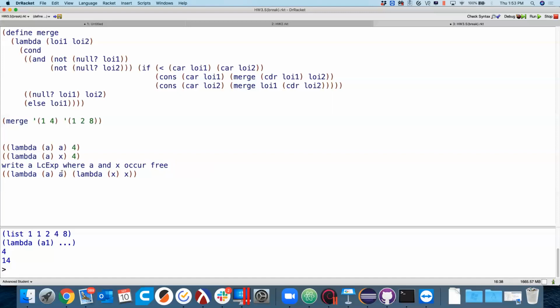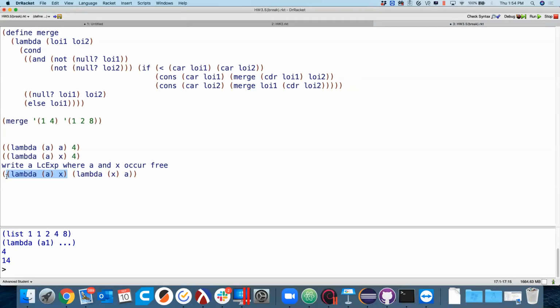All right, so this one's pretty easy. Flip those two. X occurs, but it occurs free because it's not bound there, right? A occurs, but it actually occurs free. Now, A is bound there. Does that binding bind this A? This is a scope. This is a separate scope.